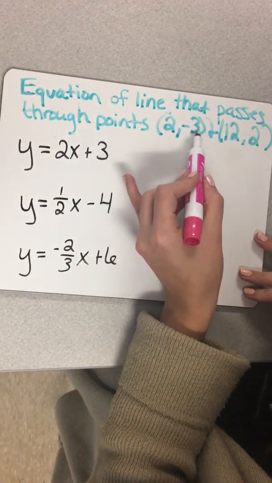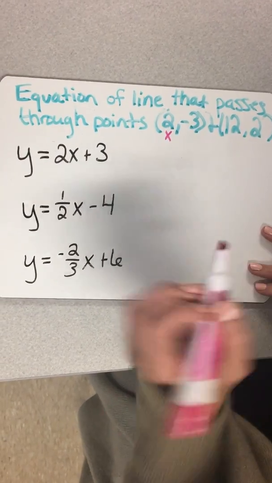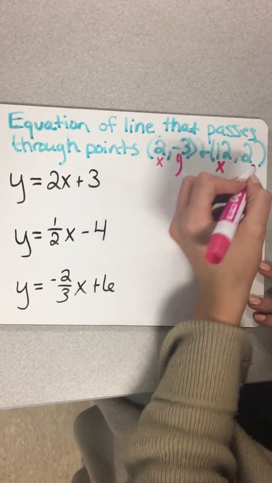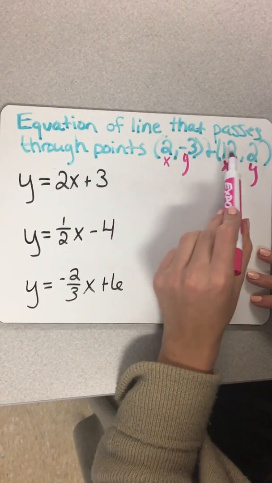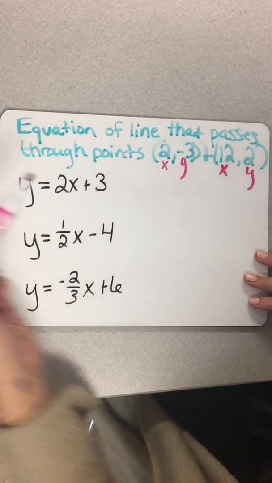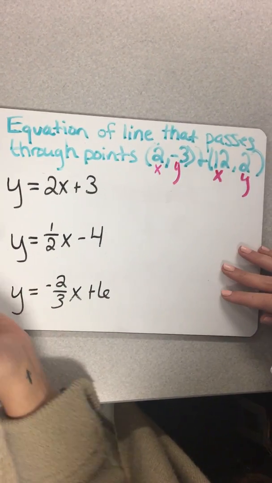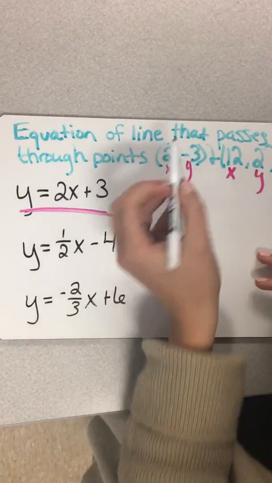So each of these ordered pairs, if you remember, the first number is always your x value and the second is always your y. So again, x value and y. And what you're going to do is plug in these x and y values into each of these equations and see which one works. So let's try this first equation, and also our first point.